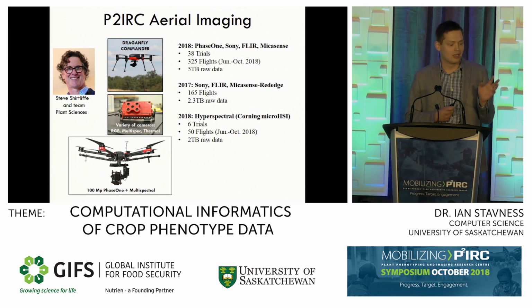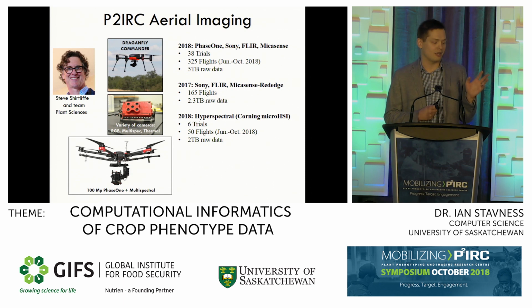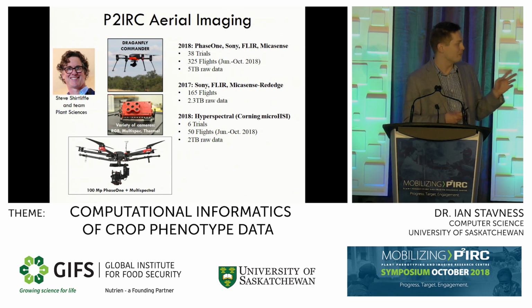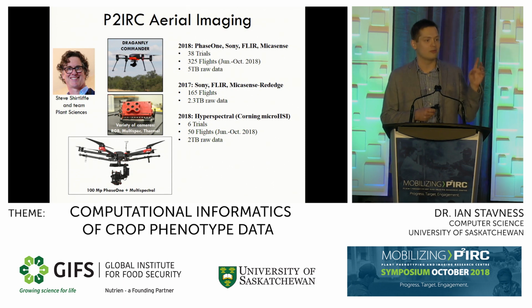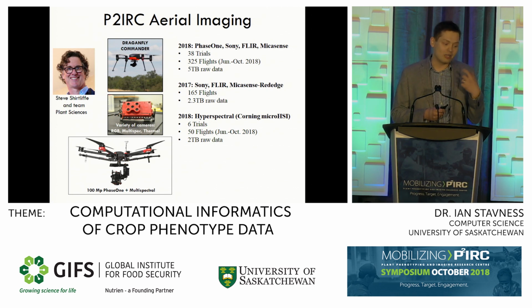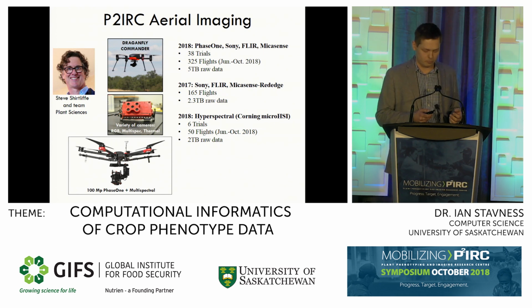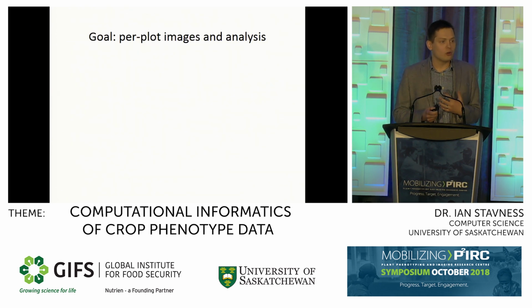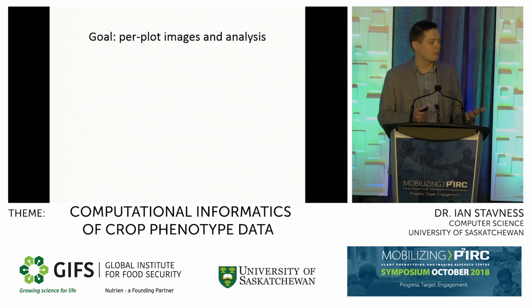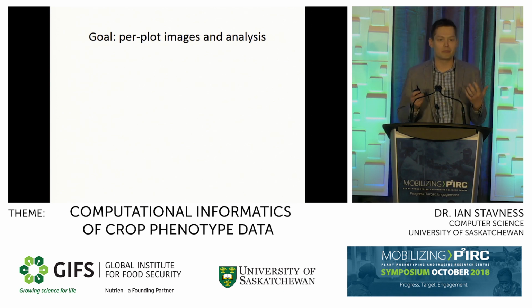This past year, they imaged 38 trials, over 300 flights, and now they're starting to fly this monstrous drone there on the bottom that has a 100-megapixel camera co-mounted with a multispectral camera, as well as hyperspectral imaging, so the size of the data is also increasing. And the goal that's set to the computer scientists that are part of PERC is to come up with per-plot images and analysis to give back to the agriculture researchers and the plant breeders.